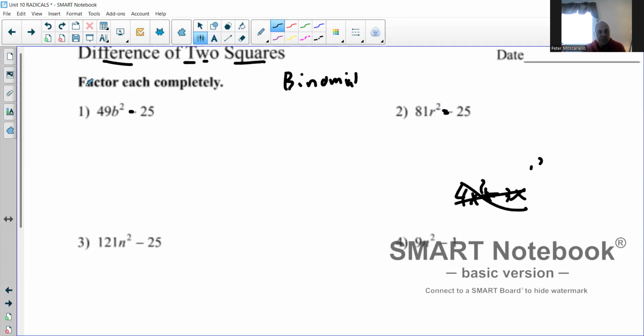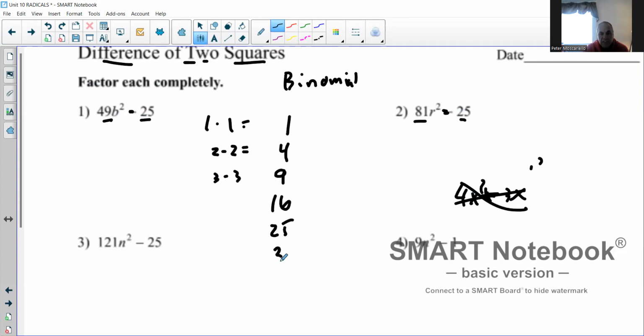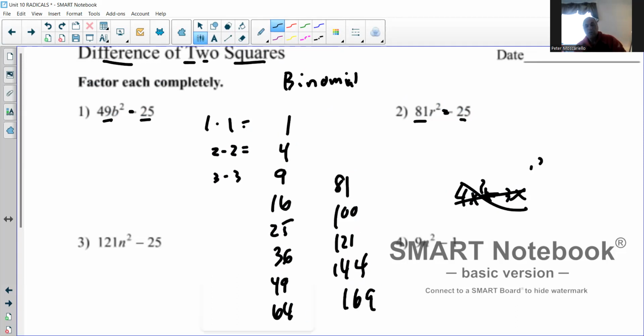And then the two squares. These numbers have to be what's called perfect squares. Well, what's a perfect square? 1 times 1 is 1, so 1's a perfect square. 2 times 2 is 4. 3 times 3 is 9. 16, 25, 36, 49, 64, 81, 100, 121, 144, 169, and so on. Those are all perfect squares because they are a number times itself.